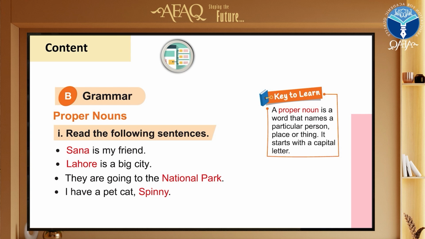Lahore is a big city. Again, what is the proper noun over here? Lahore. They are going to the national park. Now, national park is the name and it is a proper noun over here. I have a pet cat, Spinny. So, Spinny is the name of the pet cat. That is why it's a proper noun.